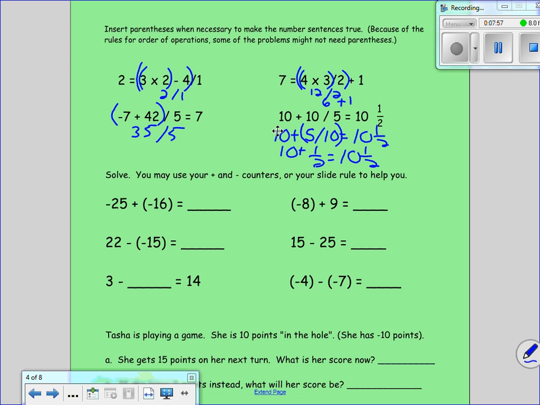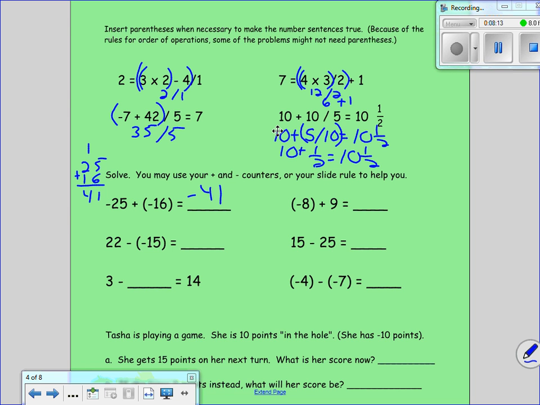Let's take a look down here. Negative 25 plus a negative 16. We have a negative plus a negative. My answer is going to be negative. Then I'm just going to have to add 25 plus 16. Gives me 41. Negative 41.